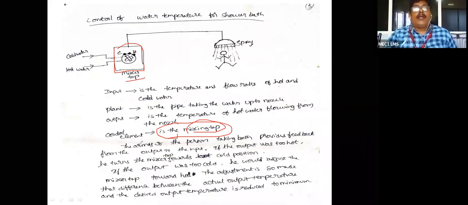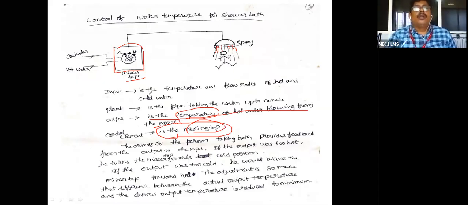Right. And then what is the output here? The temperature of the hot water flowing from the nozzle. There are so many small nozzles which are spraying on the person. Hot water flowing from the nozzle, right here, that is the output. Here, what is the output? The desired output may be hot water, or cold water, or the flow may be cut off.